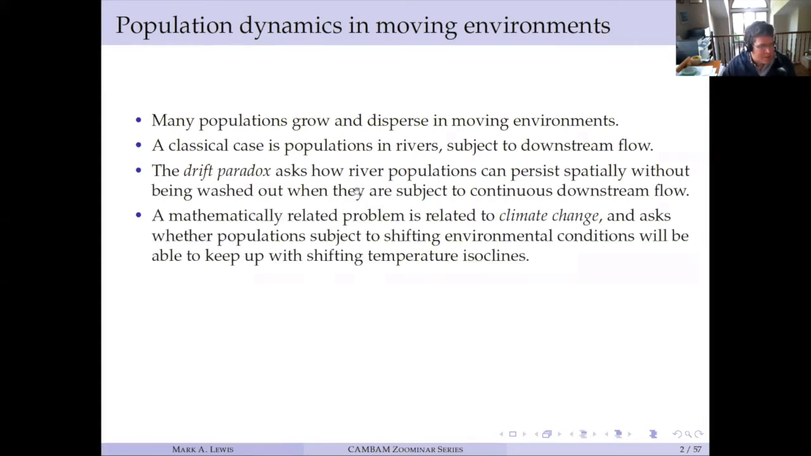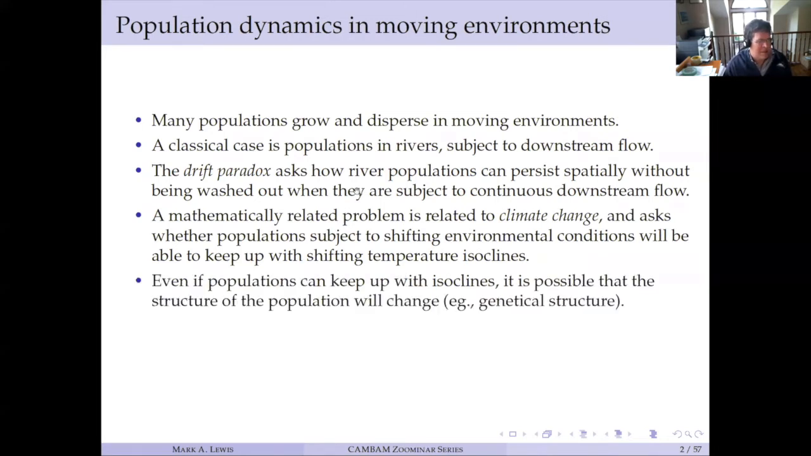And a mathematically related problem is related to climate change. It asks how populations subject to shifting environmental conditions will be able to keep up with shifting temperature isoclines. And mathematically, these two problems are very closely related if you go to a moving coordinate system that's describing the movement of the temperature isoclines. So I'm going to draw on some of that today.